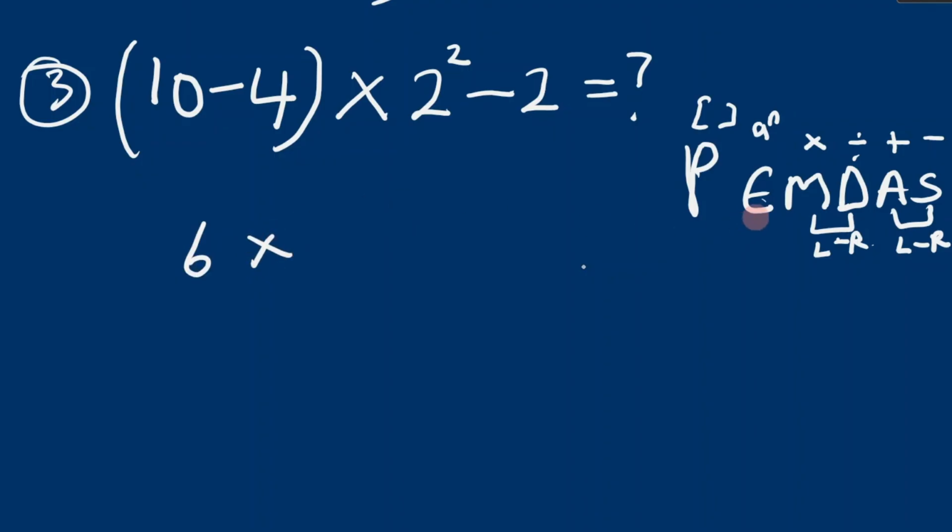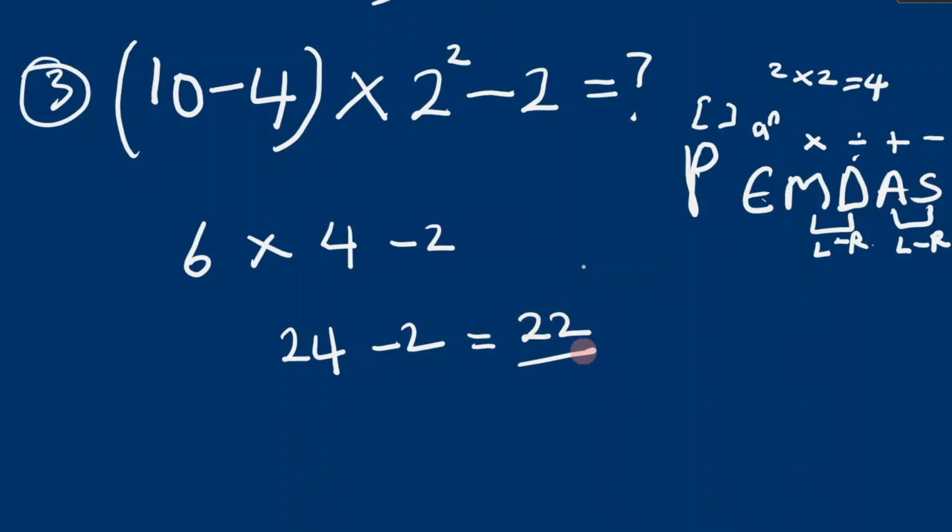The next is exponent, and the exponent we have here is 2 raised to power 2, which is the same thing as 2 multiplied by 2, giving us 4. Therefore, we have 4 here, subtract 2. So we've solved the parenthesis and the exponent. The next is multiplication, and we have 6 multiply 4 to give us 24, subtract 2. After multiplication we have division, but there is no division in our expression. We also have no addition, then subtraction. Therefore, when 24 subtracts 2, we have 22, and this is our answer.